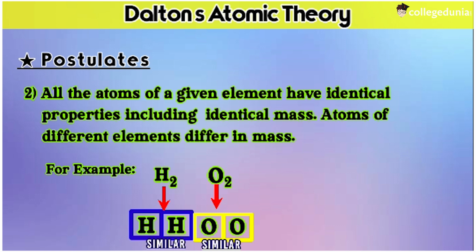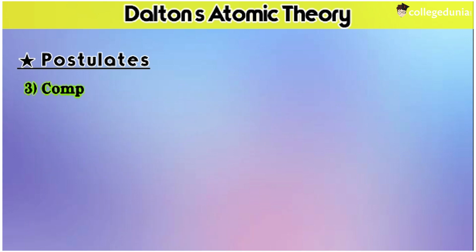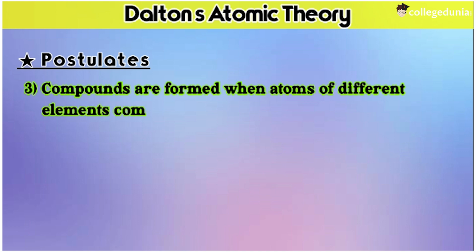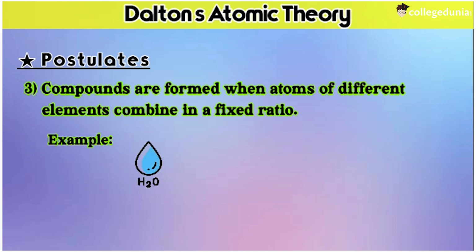So now let's jump to the third postulate of this theory. The third postulate is: compounds are formed when atoms of different elements combine in a fixed ratio. Now it means that any particular compound can be formed when the atoms of two or more different types of elements combine in a fixed ratio, or we can say in a particular ratio. Now let's understand this also from an example. For example, we can take H2O, meaning water.